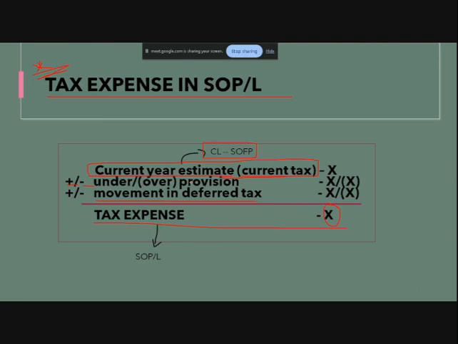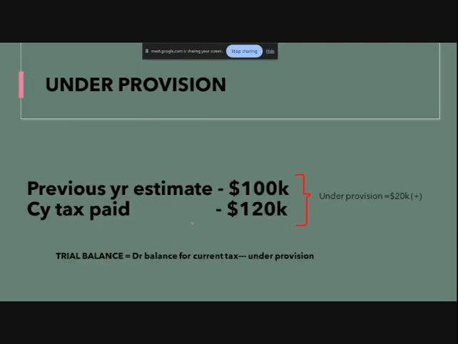Okay. So where does the current year estimate go? It goes to current liability in the SOFP. And where does this tax expense go? Statement of profit and loss account, SOPL. Okay, now we have seen some words like under provision, over provision, and all.